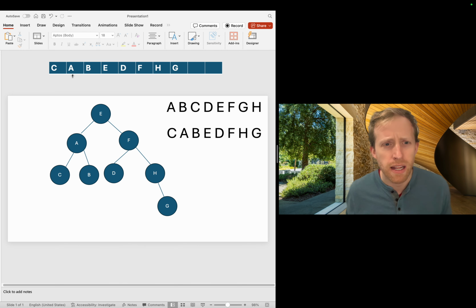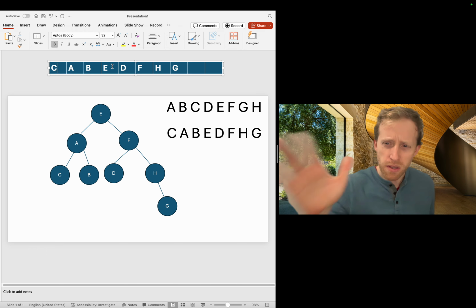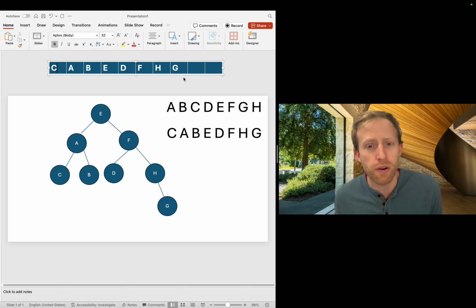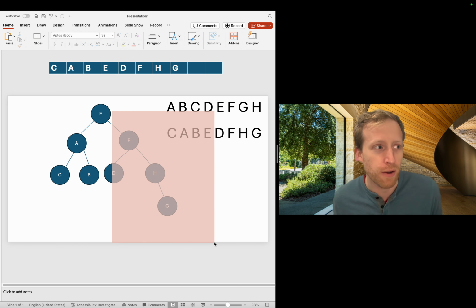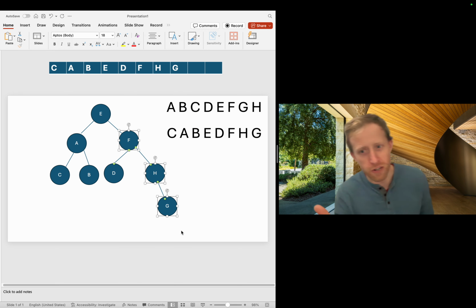I'm sorry about that. A, B, C. Oh no, C, A. Oh, because this is in non-alphabetical order. But I think you still get my point. I hope you do. Assuming that this is the correct order now, everything here is smaller. Everything here is larger, and so I only look in the right subtree.